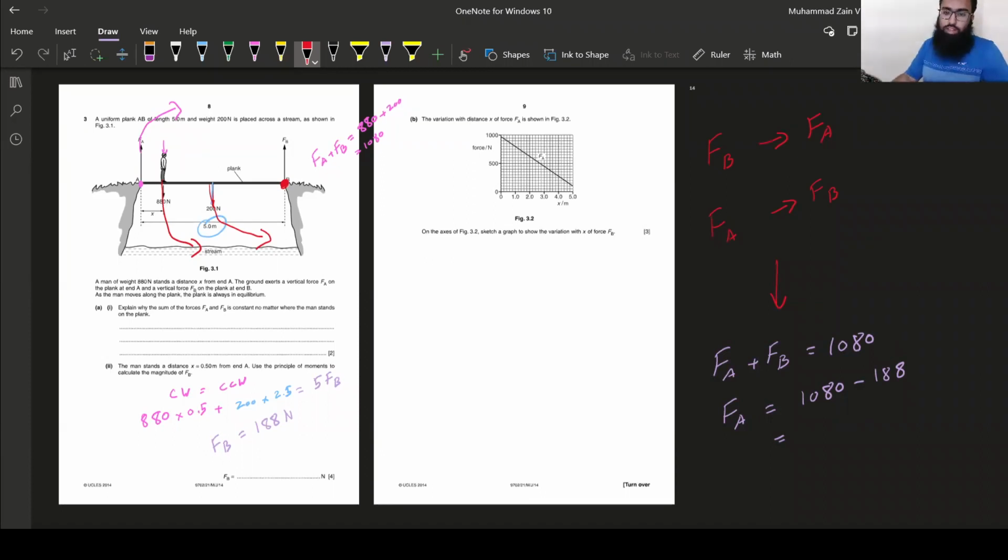Try these out in your exam and when you're practicing so that you don't lose marks in these questions. Next part: the variation with distance x of force FA is shown in figure 3.2. On the axis of figure 3.2, sketch a graph to show the variation with x of force FB. So we just need to show this variation.